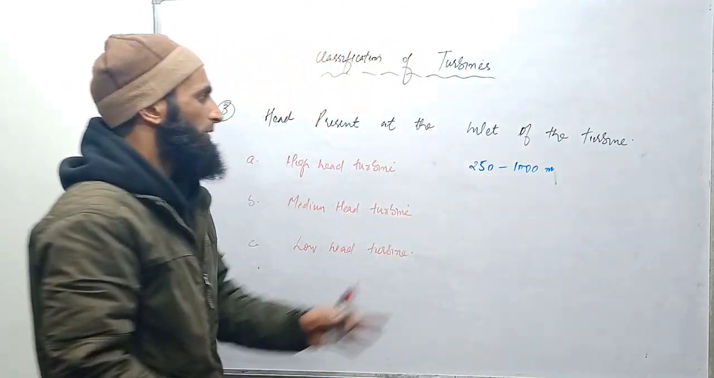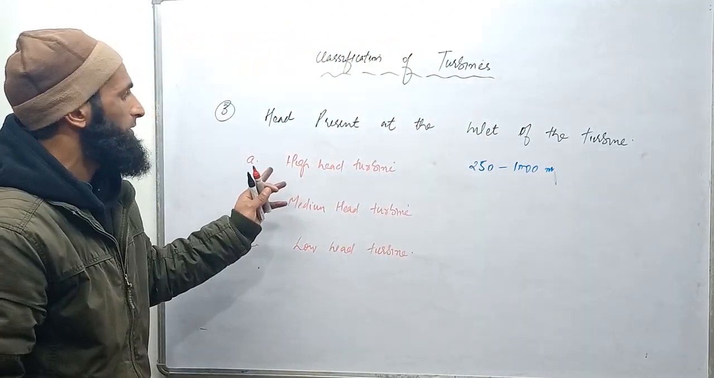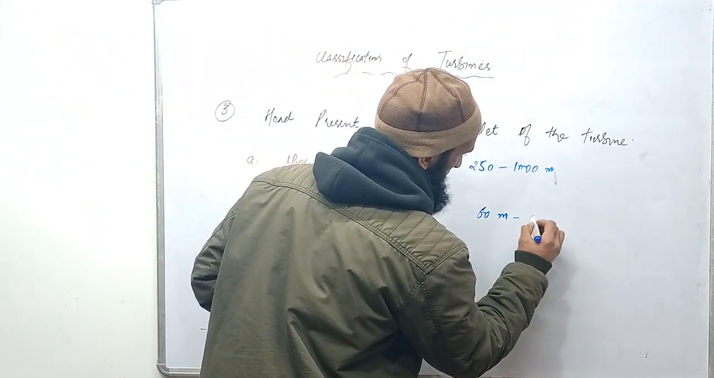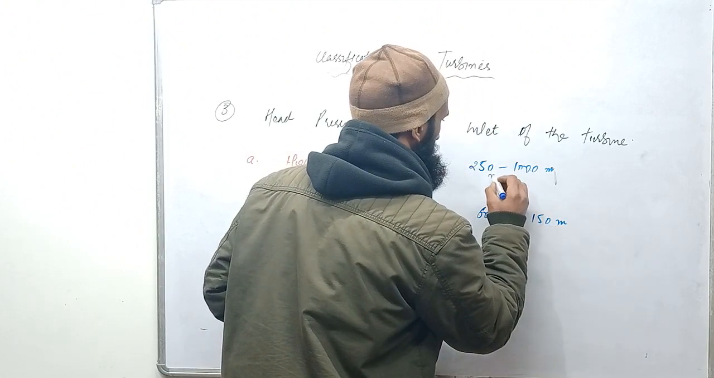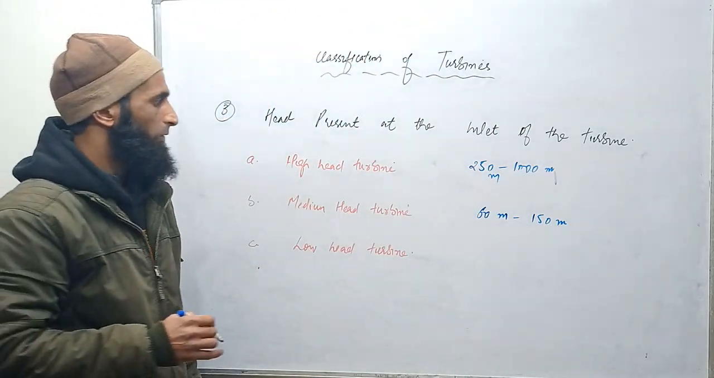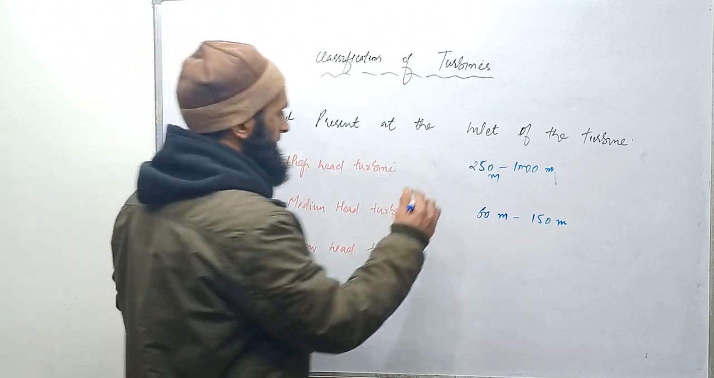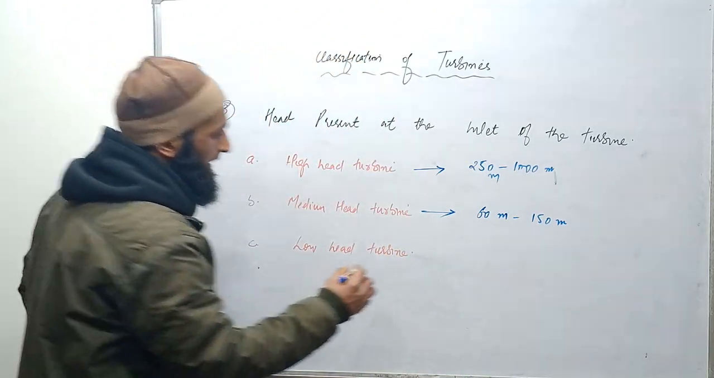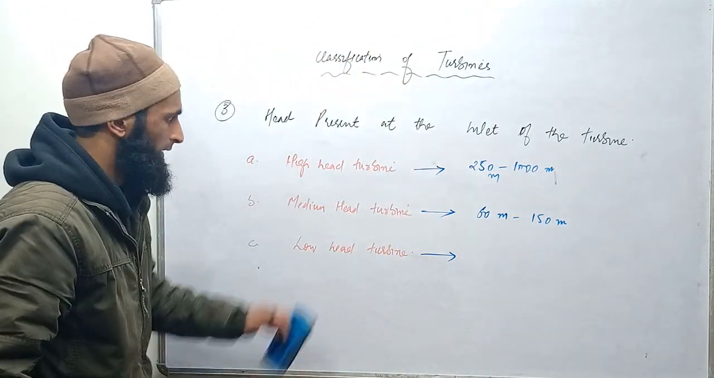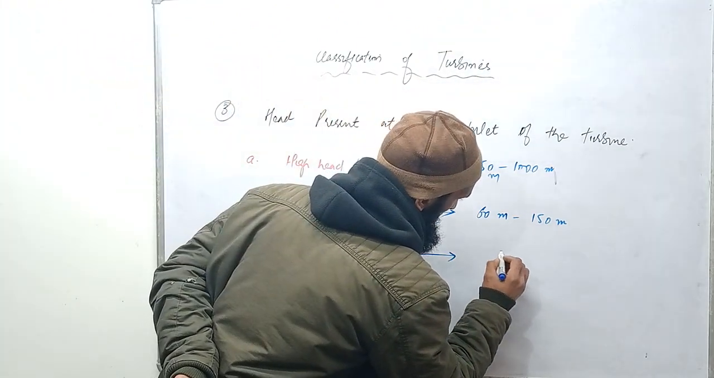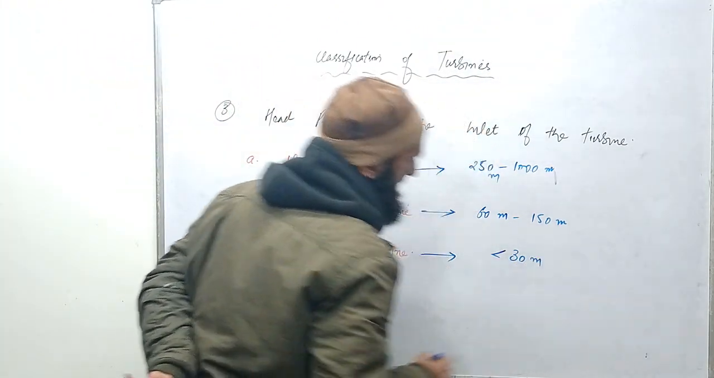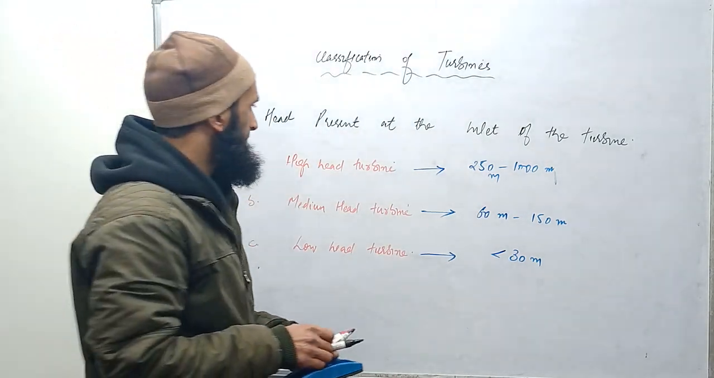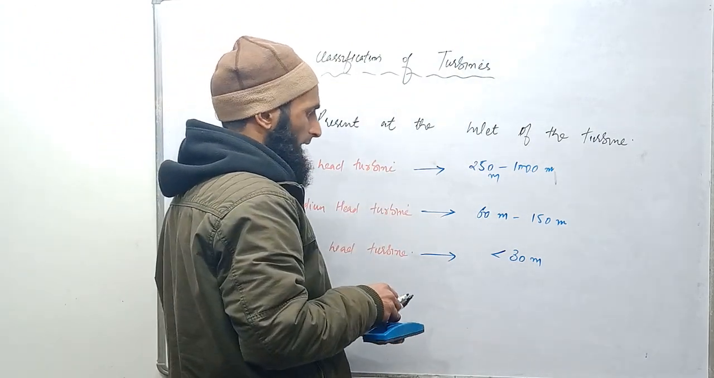If the head is between 250 and 1000 meter, that turbine is known as a high head turbine. And if the head is between 60 meter and 150 meter, that is known as a medium head turbine. And if the head is less than 30 meter, that is known as a low head turbine.